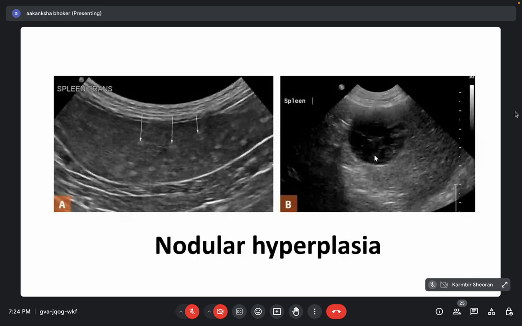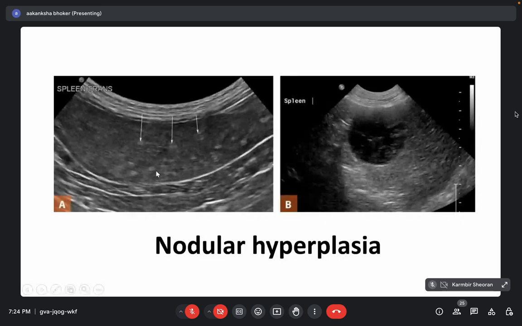Here also, you can see this is very fine parenchyma of the spleen, which is associated with several circular hyperechoic nodules in the parenchyma. You can see multiple hyperechoic nodules, and this is nodular hyperplasia. Here also, this is the splenic parenchyma. In this, the size of nodule is somewhat larger, but again, this is a nodule. So it can be a solitary nodule, or there can be multiple nodules.